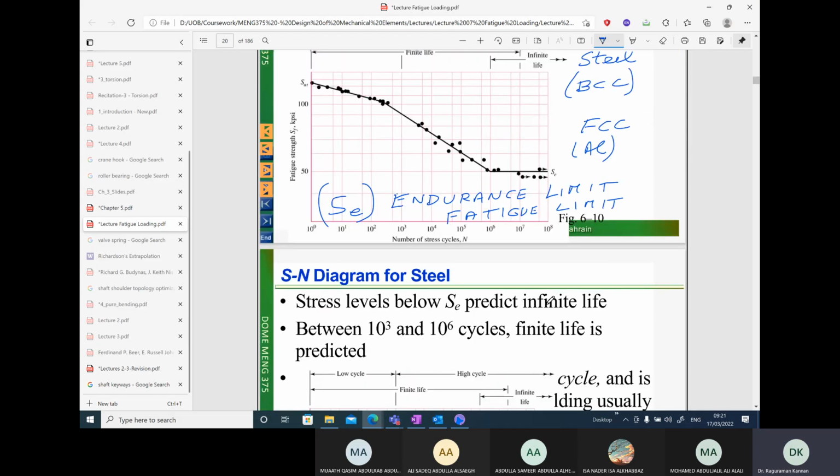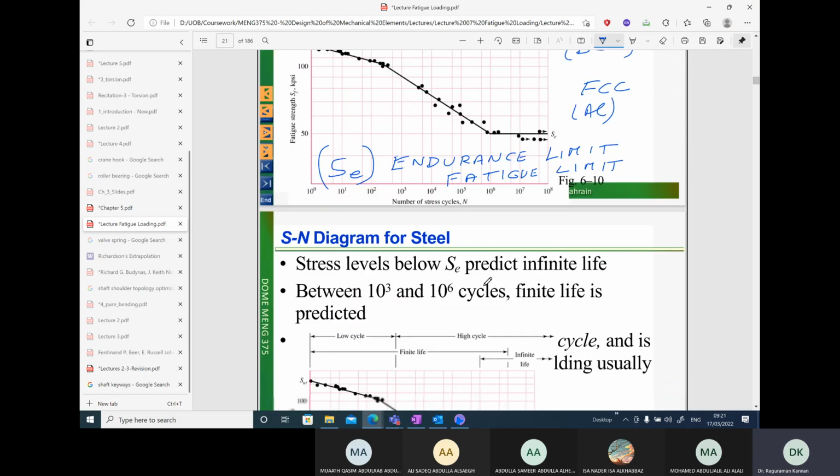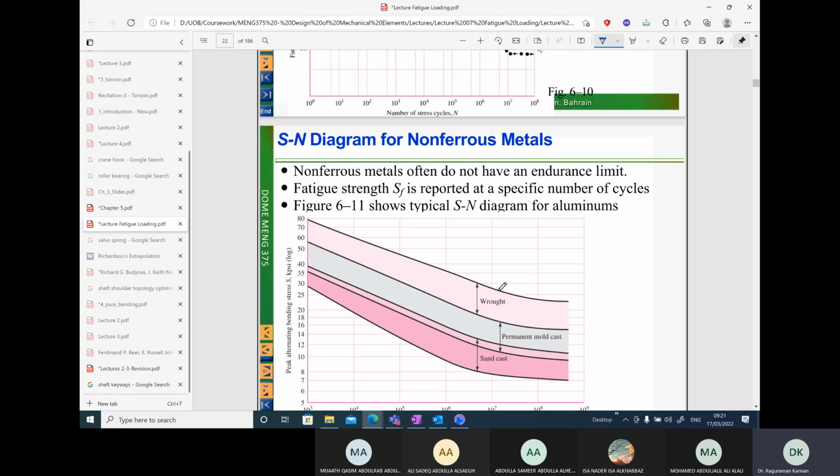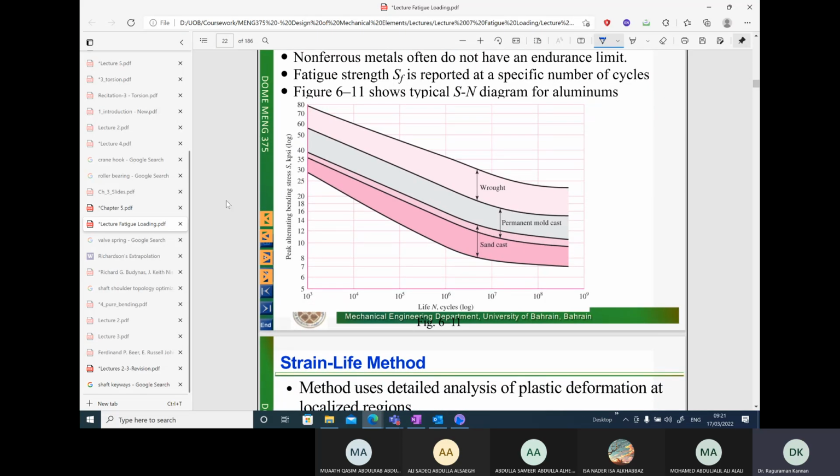Okay, so let's go for aluminum. For aluminum, how does it look? The same SN diagram for aluminum looks like this, and you can clearly see even after it reached 10 million cycles, the curve is still going down. For sand cast aluminum, this is the range of values. For wrought aluminum, this is the range of values. For mold cast, this is the range of values of the SN diagram. Experimental results will have any point ranging between here.